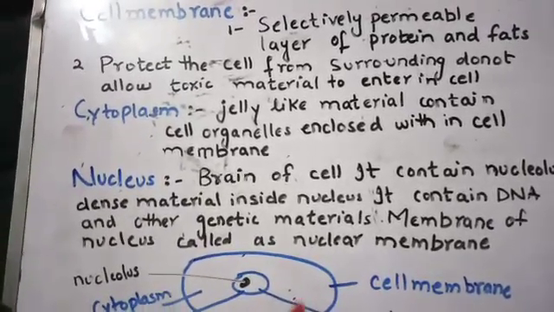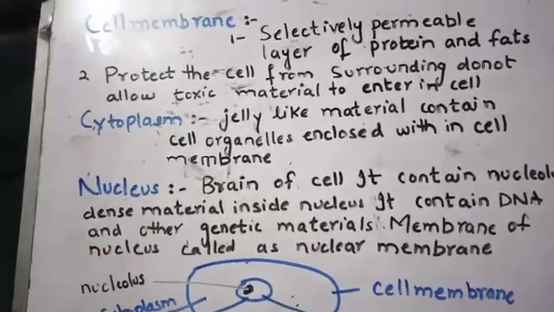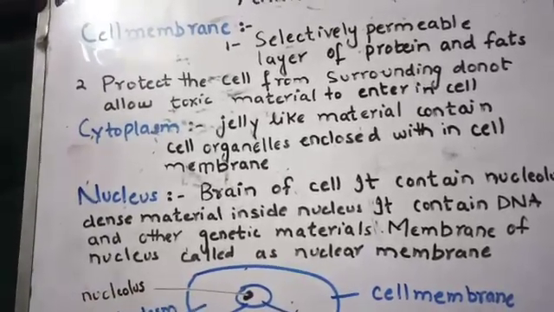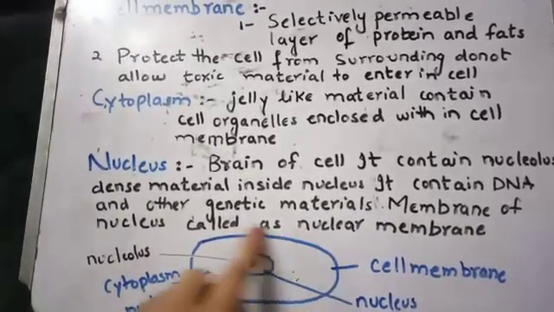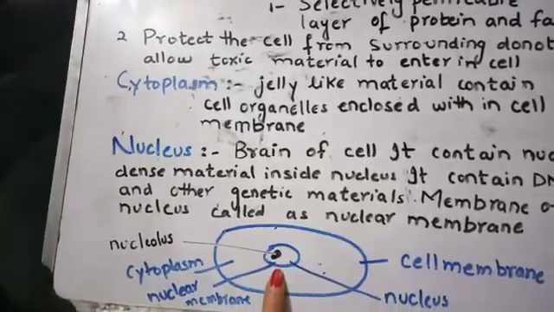Fine. What is happening inside that matrix? Different organelles like the vacuole and mitochondria are suspended inside it. The cytoplasm is present, enclosed by the cell membrane. After that, the center part is the nucleus.